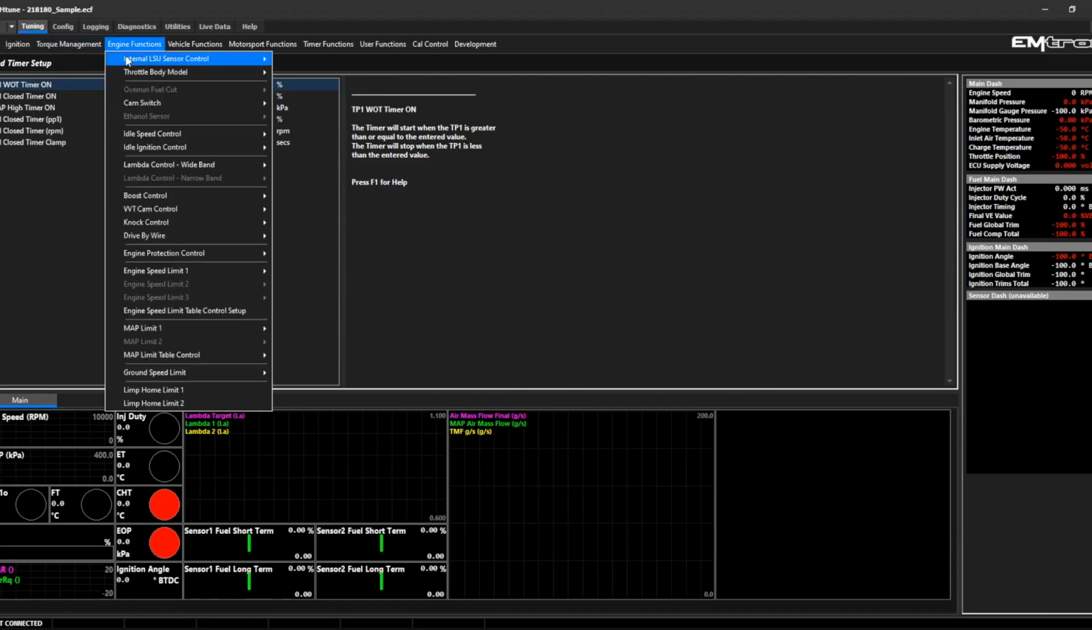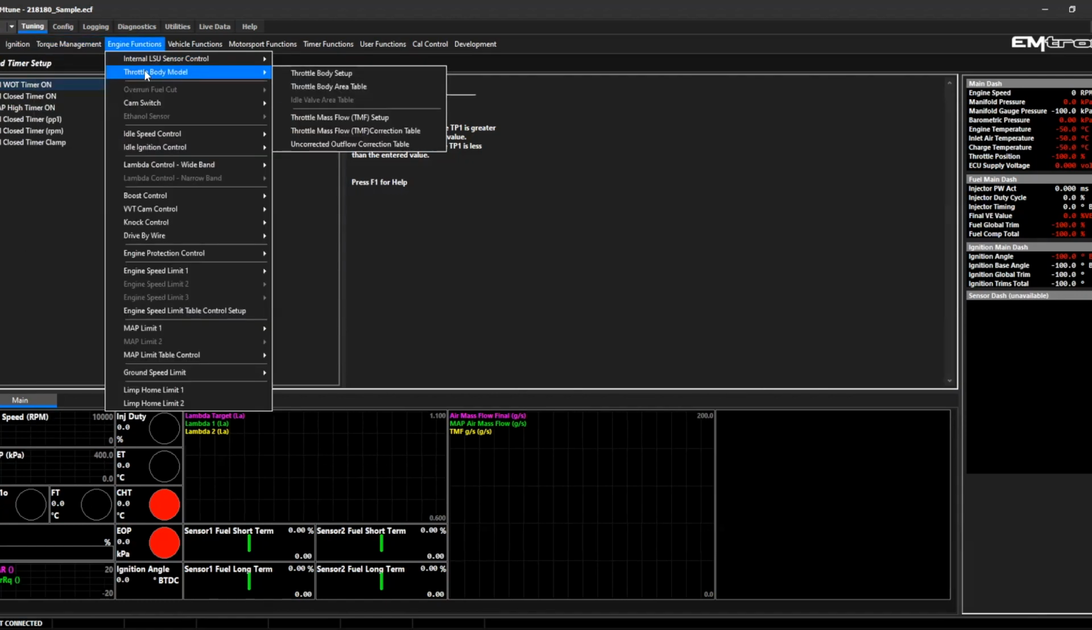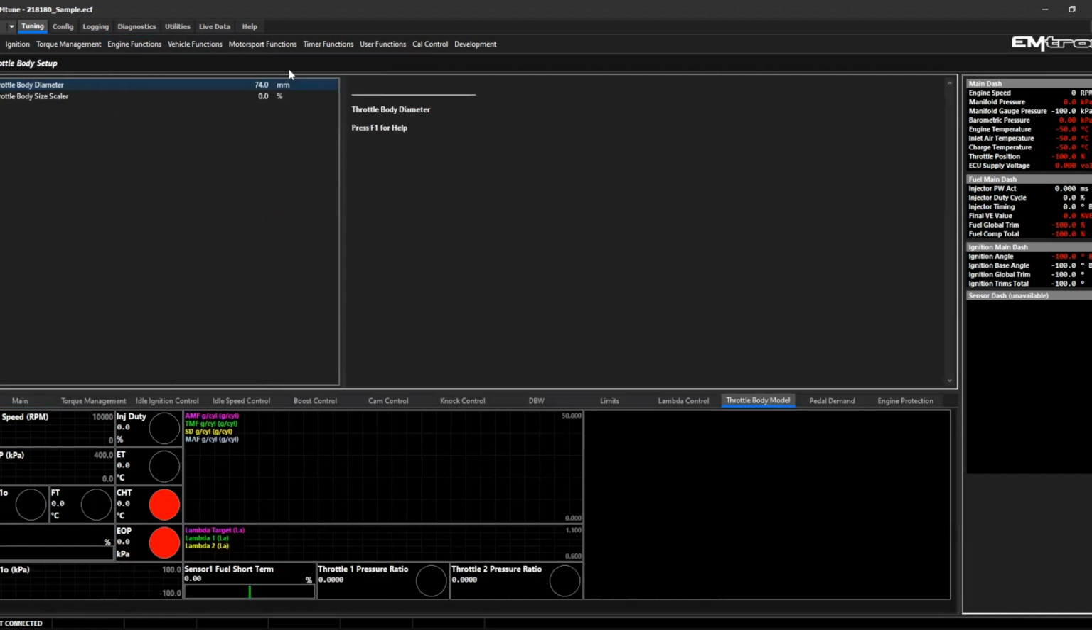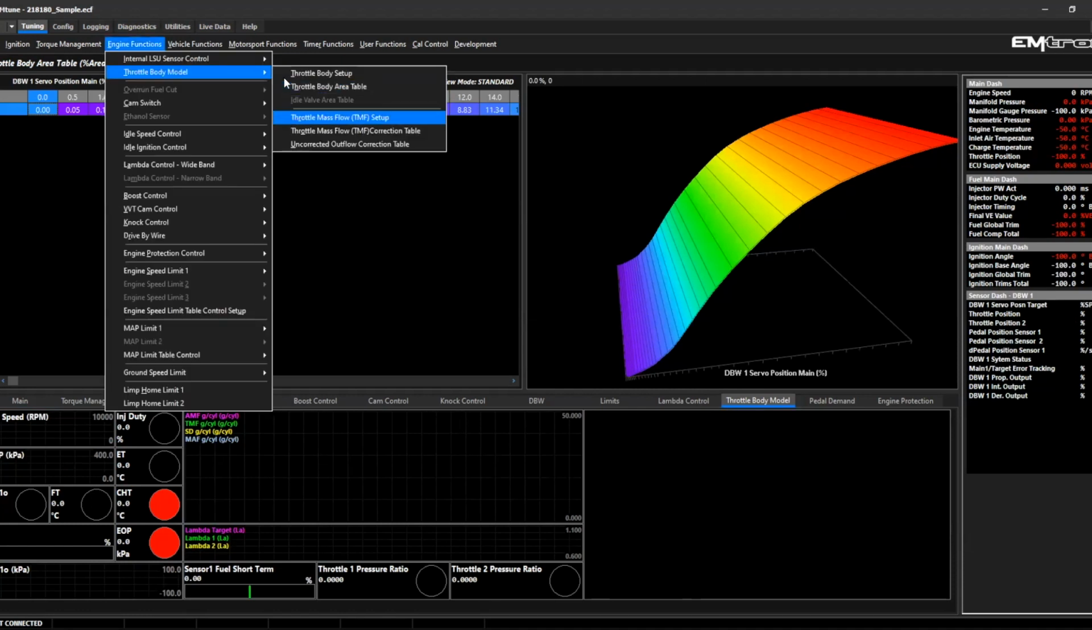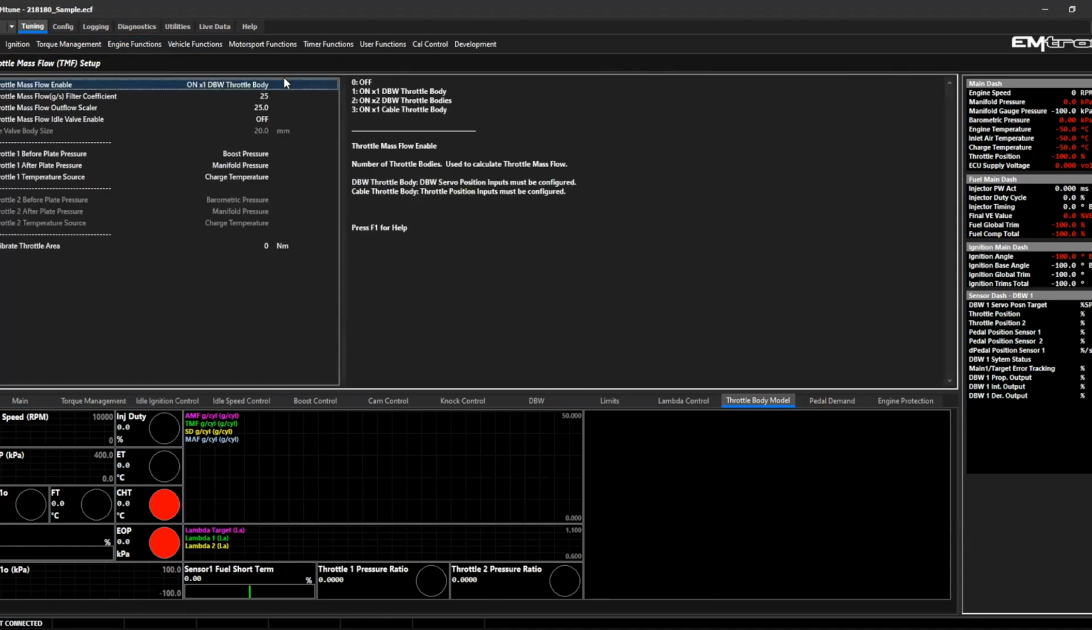Moving forward, one of the reasons for that is that we've heavily updated the throttle mass flow model in the ECU, and will continue to do so. Many of the settings are the same as the last. You still enter your throttle body size, and you still have the ability to scale that if need be. You still have the same throttle body area table. The throttle mass flow setup has changed a little bit.